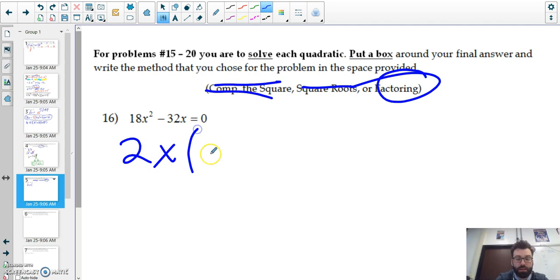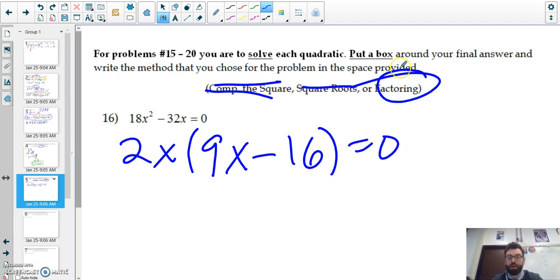I'm going to take the 2x out. I have 18x squared divided by 2x. Well, 18 divided by 2 gave me 9. X squared divided by x gives me x. Minus, 32 divided by 2, I get 16. And the x divided by x is just 1, so I just leave it like that.